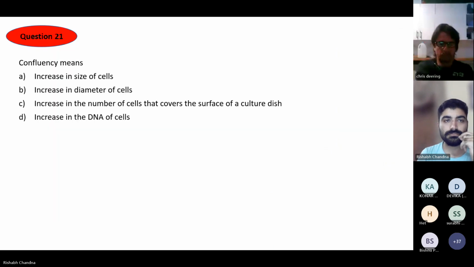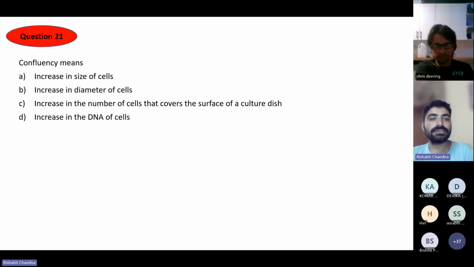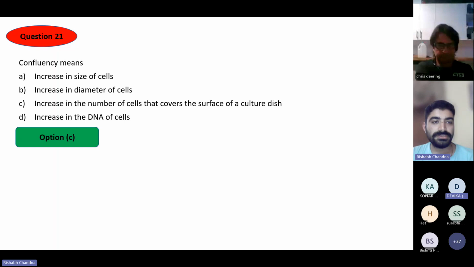So confluency means: an increase in the size of the cells, an increase in the diameter of cells, an increase in the number of cells that covers the surface of a culture dish, or an increase in the DNA of cells. Can anybody take a guess? Option C. Yes, the correct answer is option C.